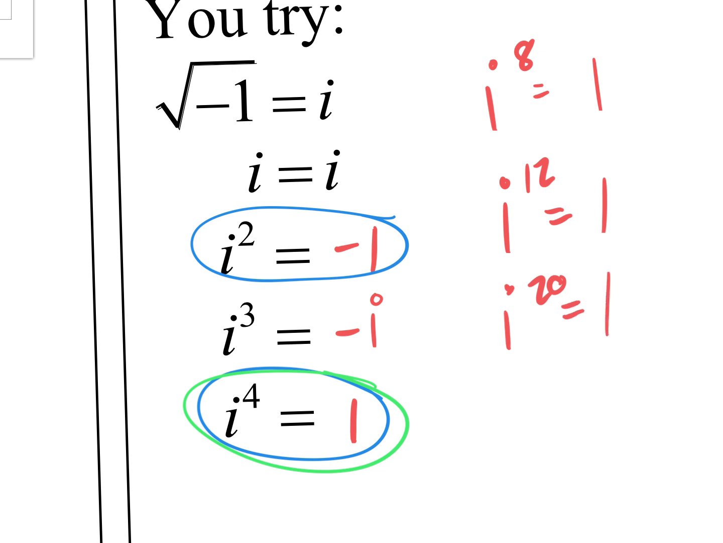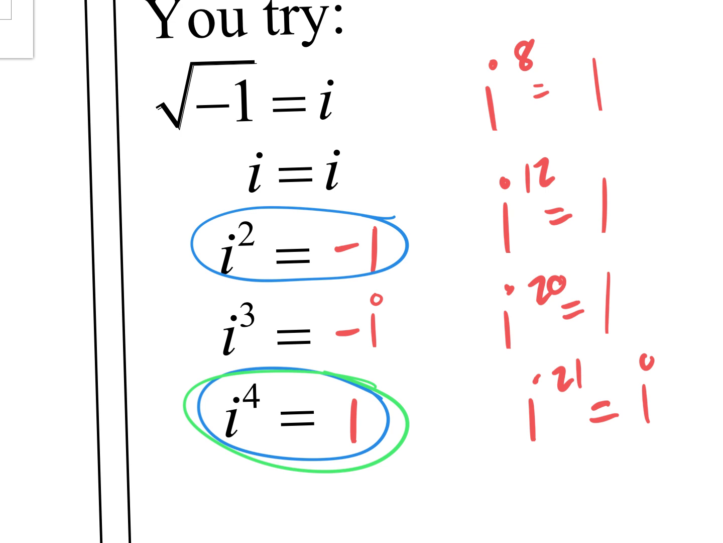Make sense? If I went i to the 21st, then you've got to think of it, well, 21, how many times does 4 go into 21? 4 times 5 is 20. But you need how many more i's to get to 21? You need 1 more i. So that means that the answer is 1 more i, right?